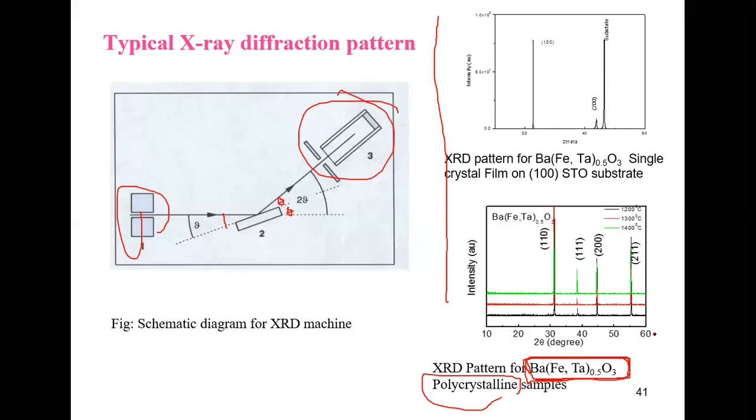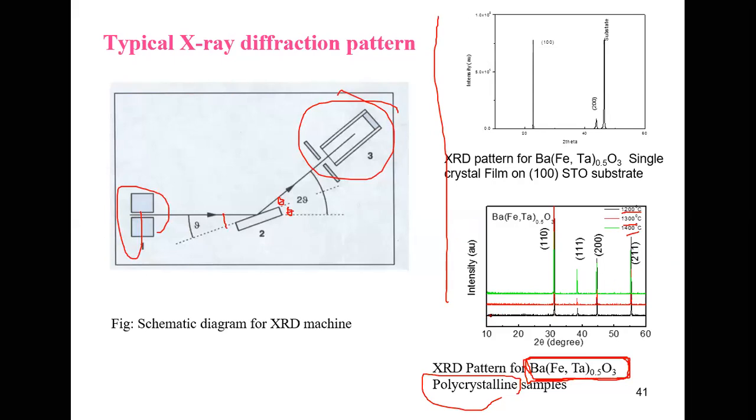This barium iron tantalate is sintered, meaning heat treated, at various temperatures. The black one is 1200 degrees Celsius, then 1300 and 1400 degrees Celsius. And you can see that when X-rays are incident on these materials, it is the same material, only the sintering temperature is different.